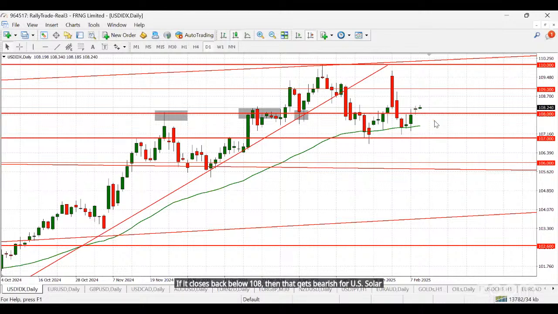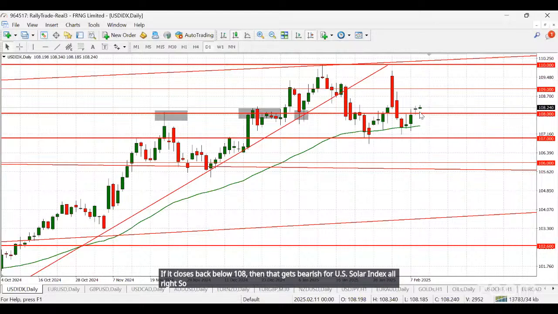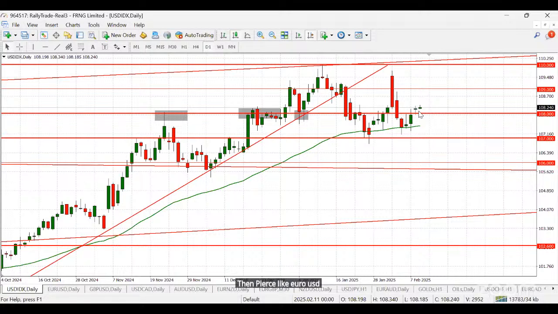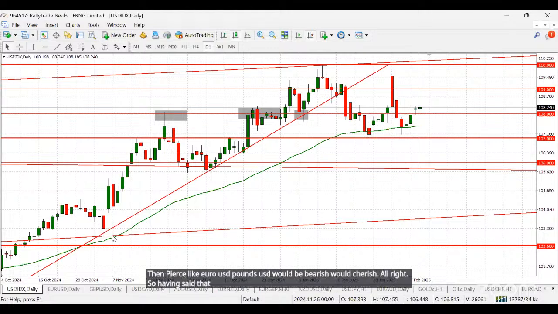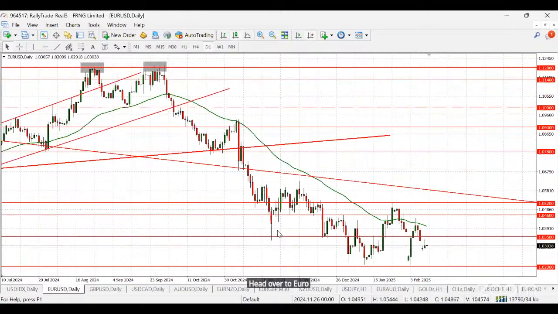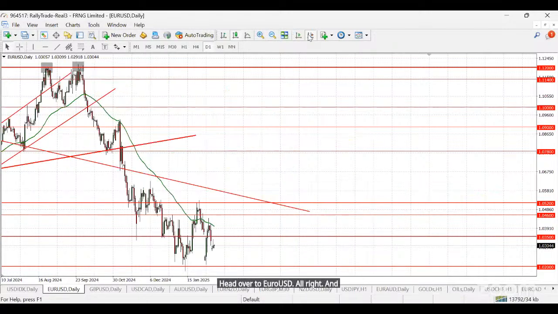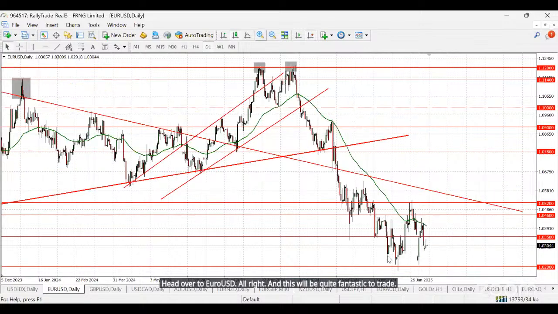All right. So if you expect bullish continuation for USD index above 108 level, then pairs like Euro USD, Pound USD would be bearish. All right. So having said that, and with this in mind, we head over to Euro USD. All right. And this has been quite fantastic to trade.